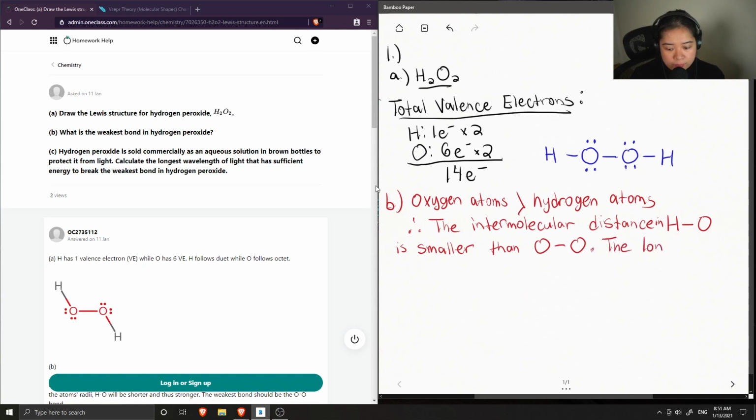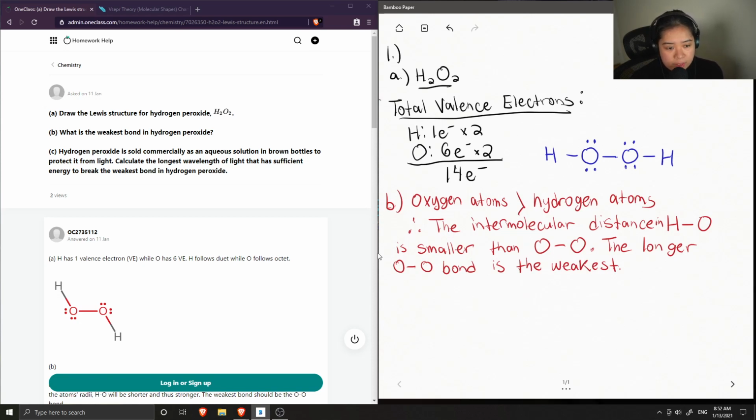So the longer bond, which is the 2 oxygen atoms, is the weakest. So the smaller bond you have, the stronger bond it is. So since the 2 oxygen atoms have a longer bond, this will be the weakest bond in hydrogen peroxide.